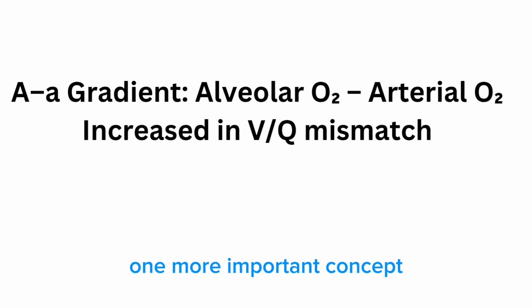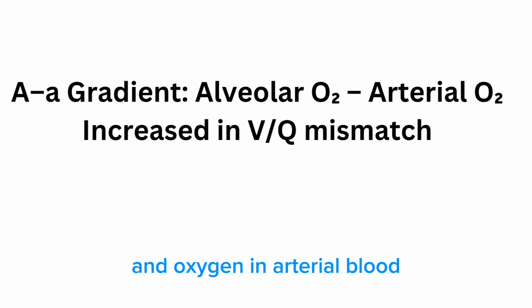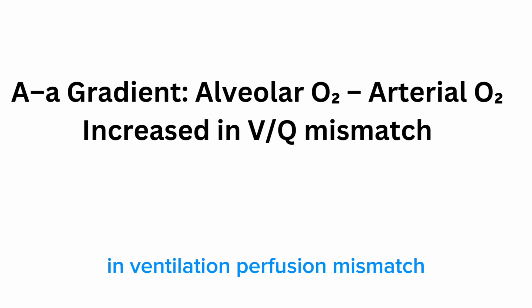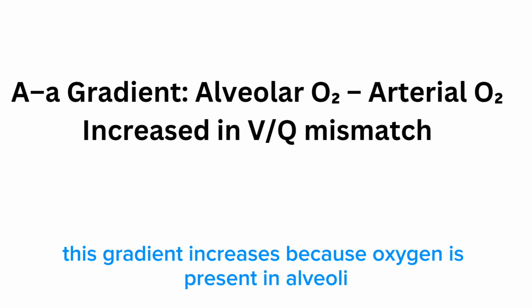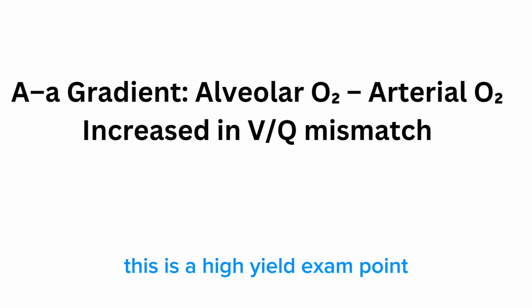One more important concept, the A-a gradient. It measures the difference between oxygen in alveoli and oxygen in arterial blood. In ventilation-perfusion mismatch, this gradient increases because oxygen is present in alveoli, but not effectively transferred to blood. This is a high-yield exam point.